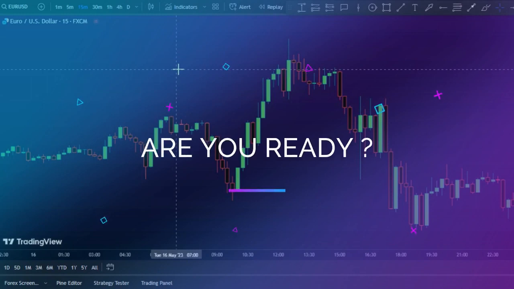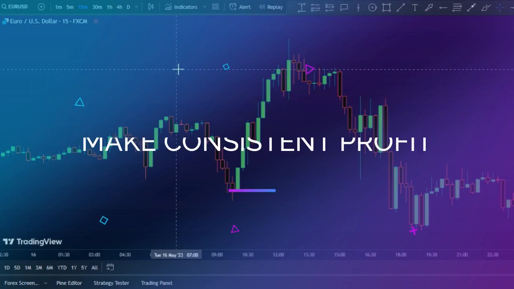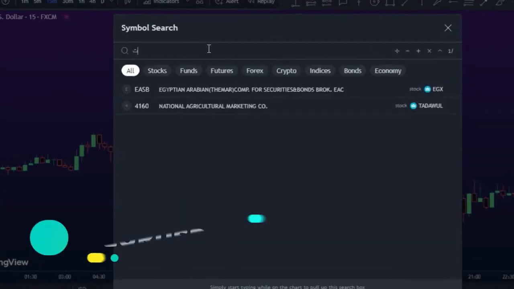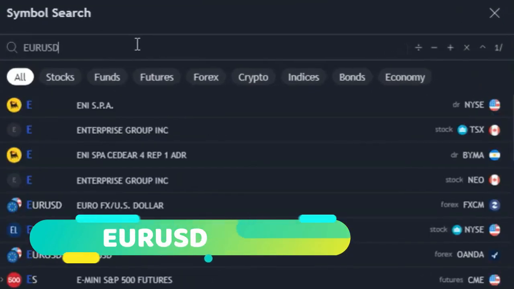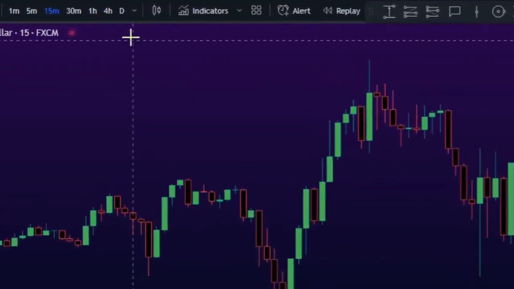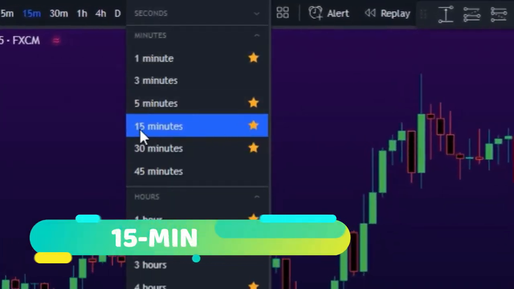Alright traders, are you ready to take your scalping strategy to the next level and make consistent profits from the volatility in the markets? The first step is simple. Pick a currency pair and time frame that has volatility and liquidity. This could be Euro USD on the 15-minute chart. The more movement in the market, the more opportunities for scalps.